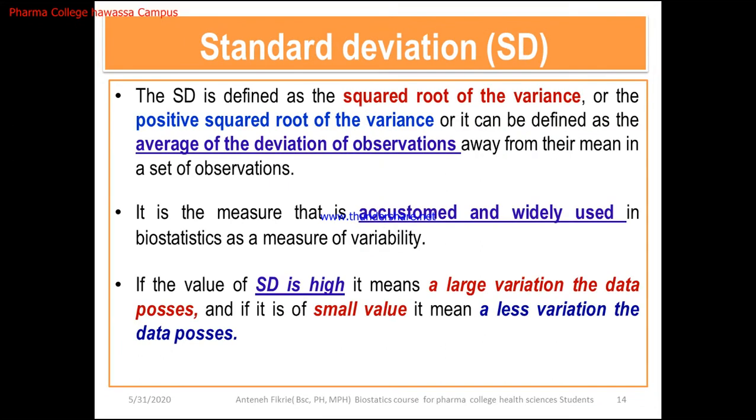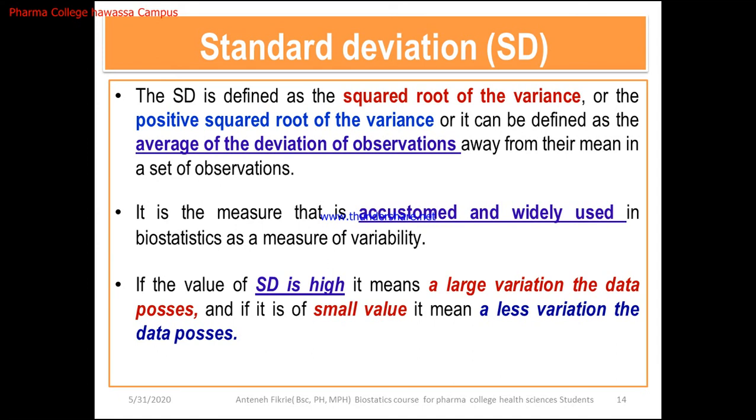The standard deviation is the most common measure, and it is widely used in biostatistics as the measure of variability. Most commonly we use the standard deviation as the measure of variation. The standard deviation is used together with the mean as the central location, and the median with the interquartile range. Don't forget this one. This is the most important thing.